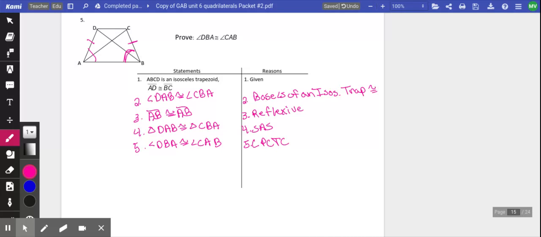So then I know my triangle DAB is congruent to triangle CBA because of side, angle, side. Then using that, I got the smaller angles. DBA is congruent to CAB by CPCTC.